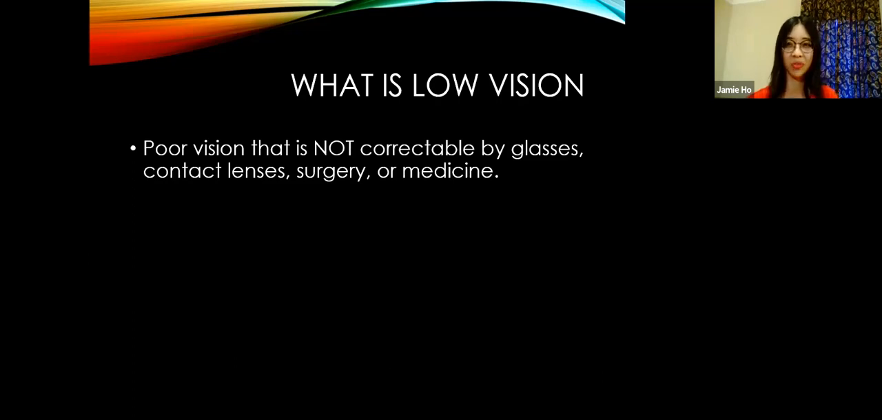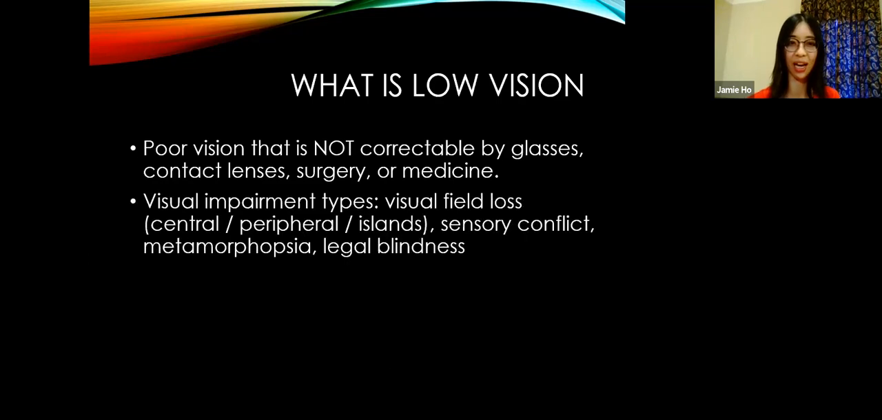So what is low vision? Low vision by definition is poor vision that is not correctable by glasses, contact lens, surgery, or medicine. I'm going to define it in different types. So we have visual field loss, which can be central, peripheral, or little islands. I would also throw in some sensory conflict, which can also be very impairing, and metamorphopsia, which we see a lot of in retinal diseases.